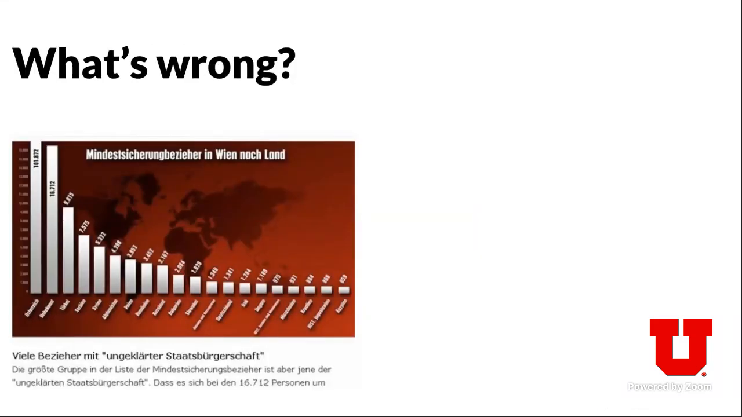So here's another chart from an Austrian tabloid newspaper. This is about people who are getting emergency basic income in the city of Vienna, based on where they're from. You can see Austrians in the first bar, then unknown in the second bar, Turkey, Serbia, Syria, Afghanistan, Poland, and so on. So what's wrong with this particular chart? Anybody can spot it?